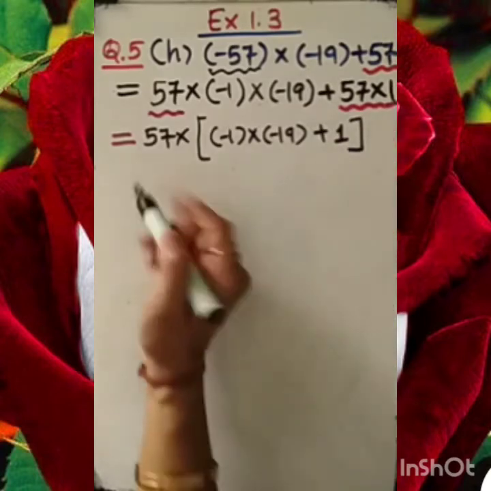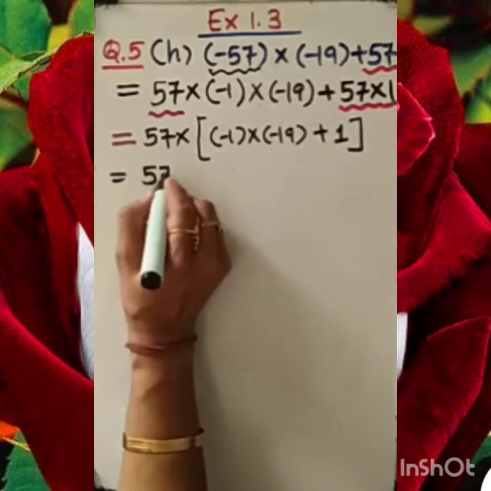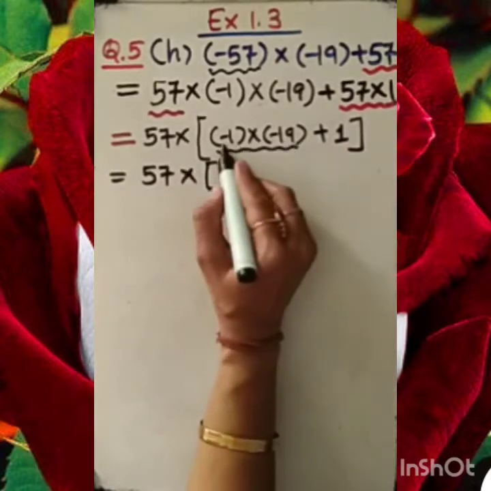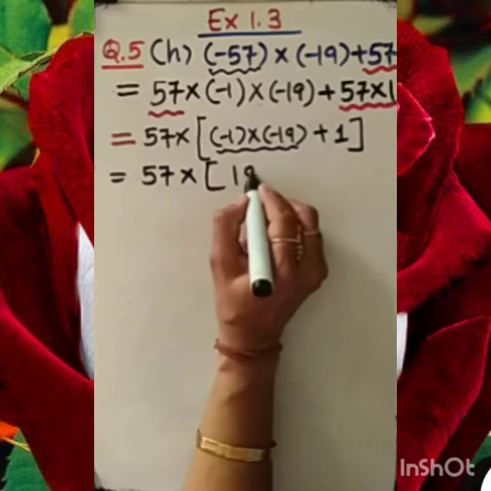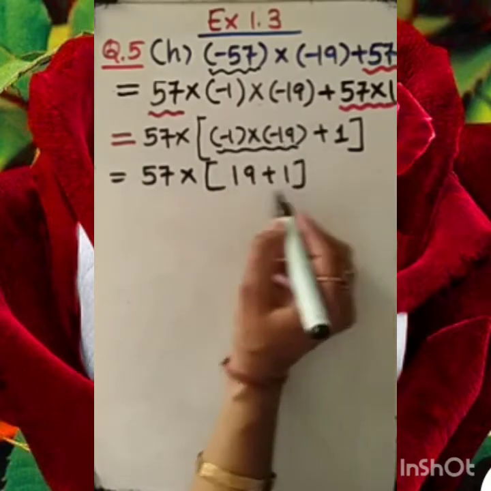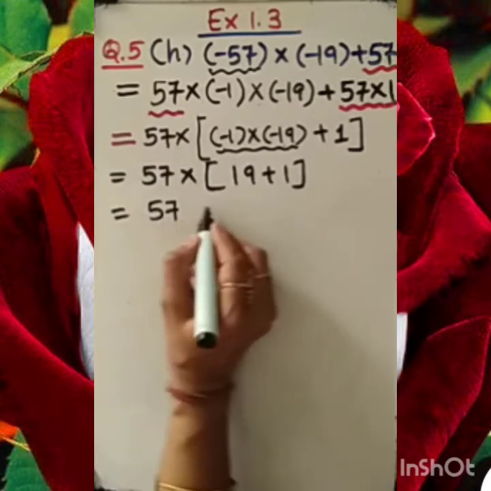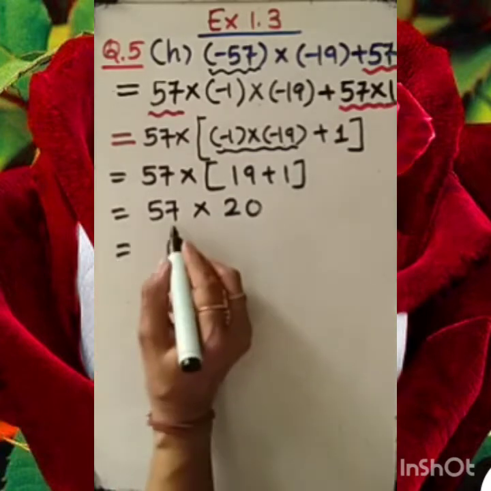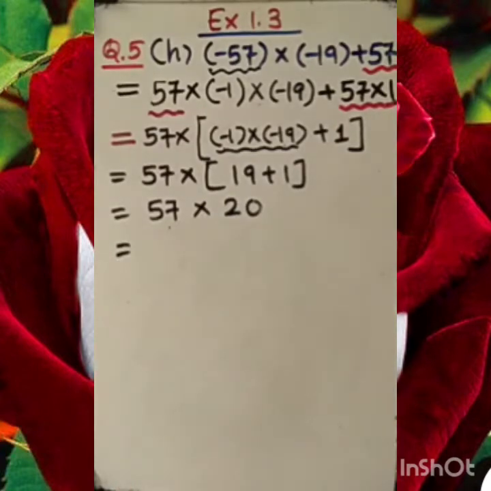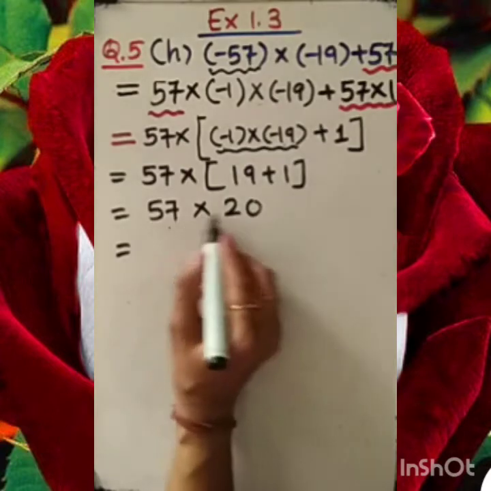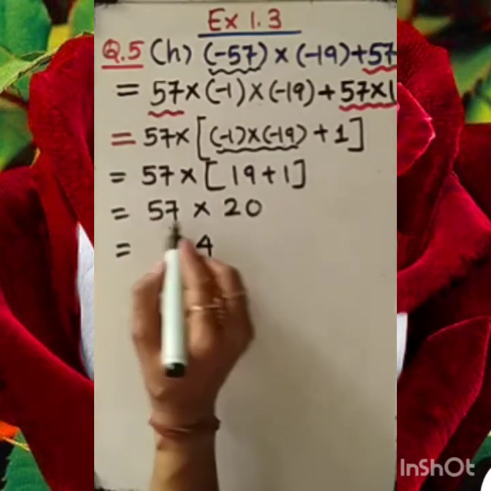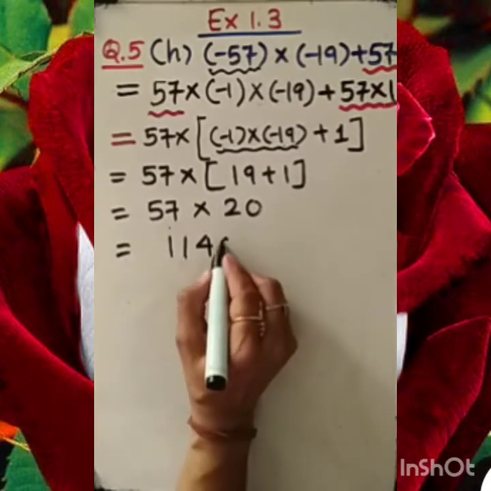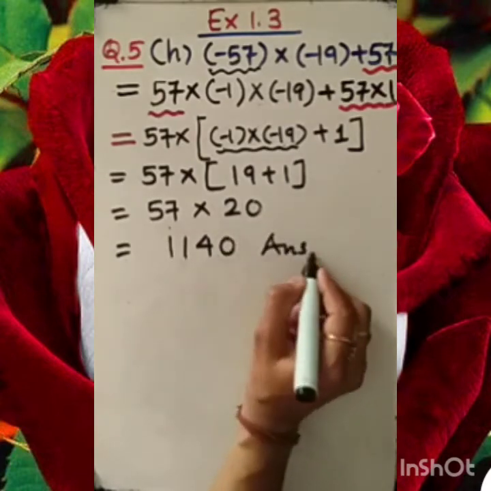Clear? So let's work it out. We know that minus 1 into minus 19 is plus 19. And of course, plus 1 is here already. We know that 19 plus 1 is 20, and 57 times 20. Now we want to have the product of it. 7 twos are 14, 1 carry over, 5 twos are 10 plus 1, 114, and here it is 0 also. This is the answer. Fine.